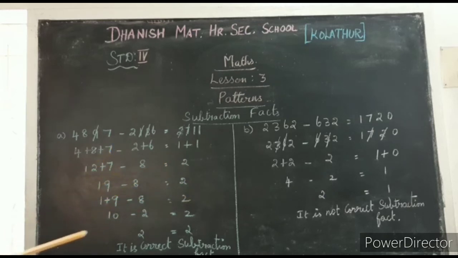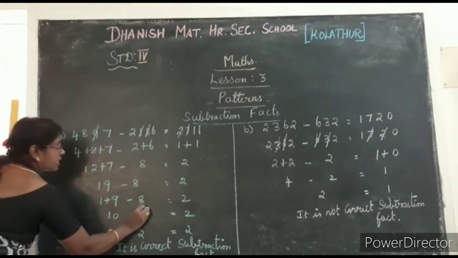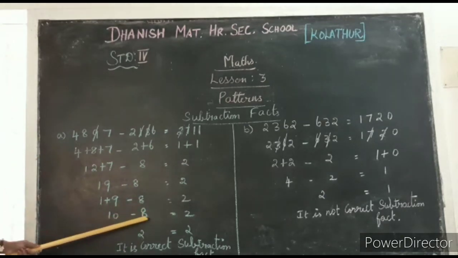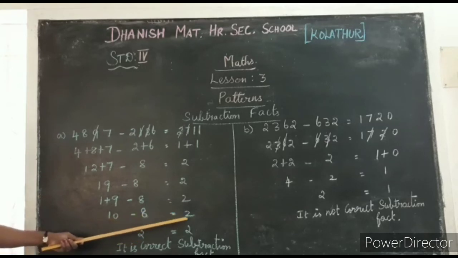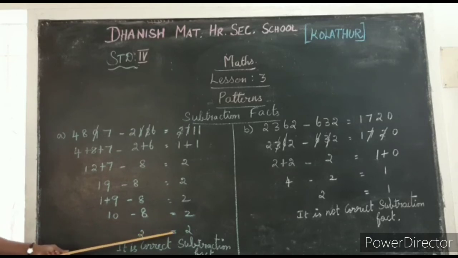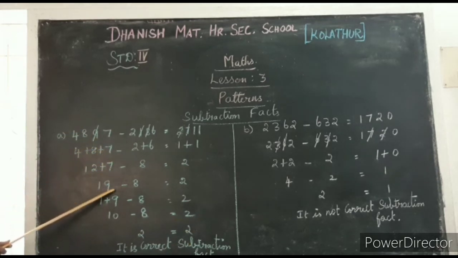So 10 - 8 = 2. Here is equal to 2. So both the side we got answer is 2. 2 = 2. Both the side we got the same answer. If they have got both the side same answer, means it is a correct subtraction fact. Understood, children? So you should do the addition and you should do the subtraction and you should find out both the side answer is correct. So it is a correct subtraction fact.